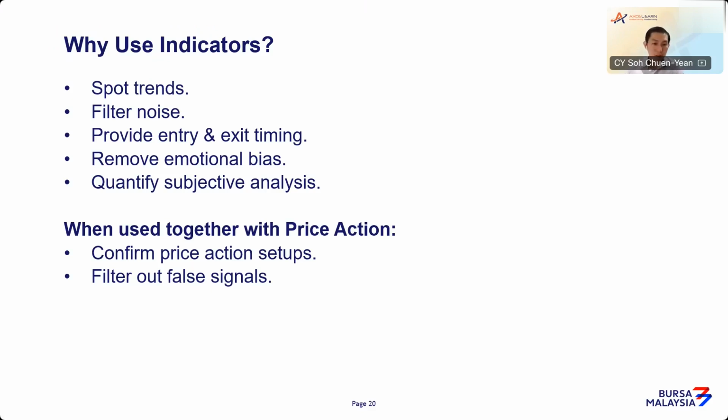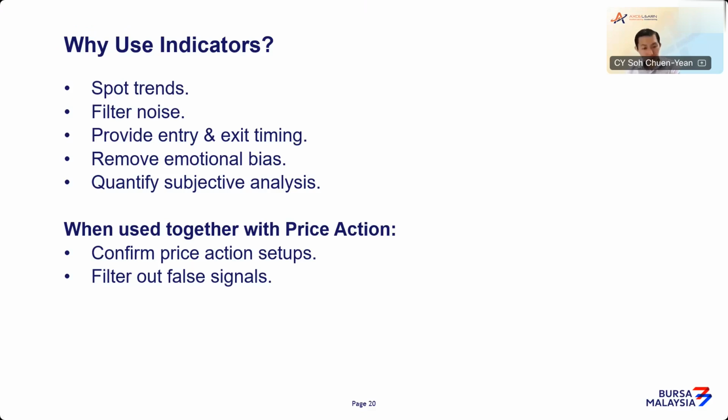Now of course, when we use indicators, it helps us with fine-tuning our entry and exit timing. When you're able to do that, you are also removing emotional bias, because if you just use your naked eye to look at price action, it can be highly subjective. For the same price action, different people will interpret it very differently. So indicators actually help you to remove as much bias as possible, and of course, it helps you to quantify subjective analysis.